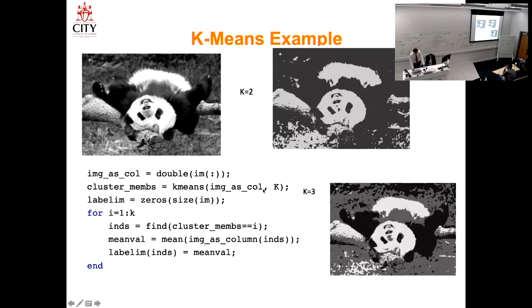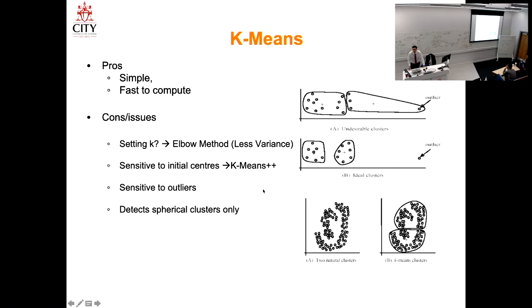So what are the pros of k-means? It is simple, it is fast to compute, and it is very useful. We are going to use k-means tonight later as well. But what are the issues? One of the problems is how do I find out k? It is called the elbow method. We will talk about it.